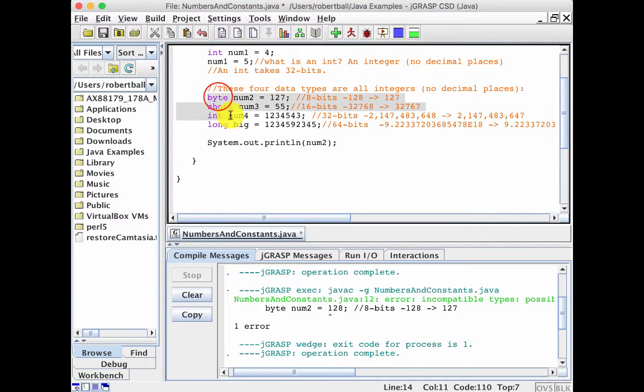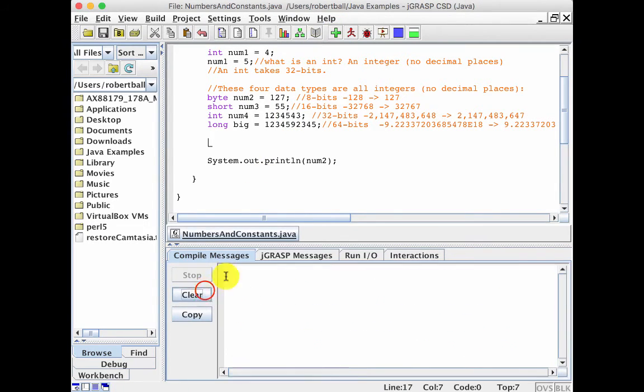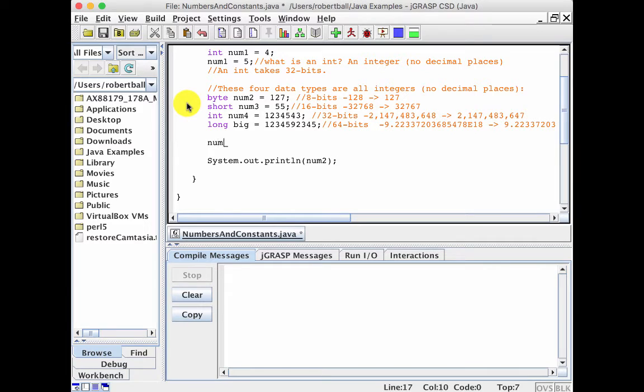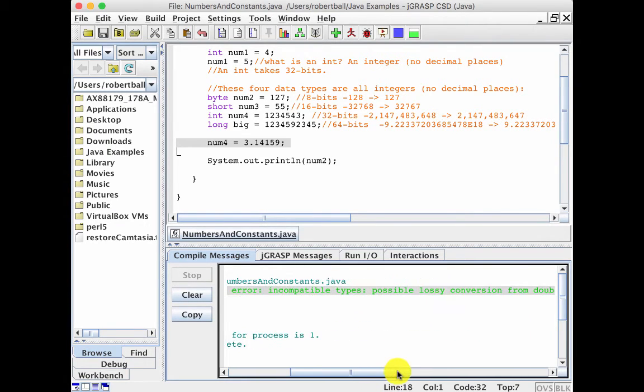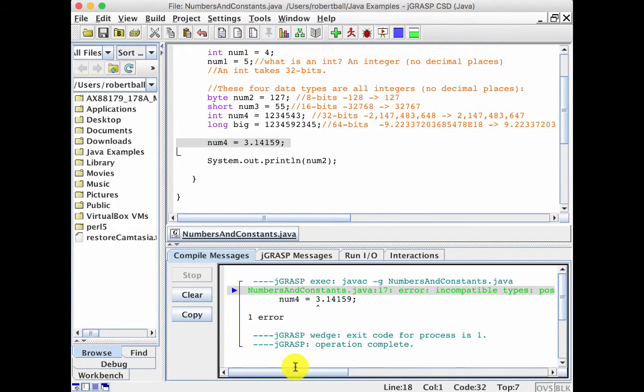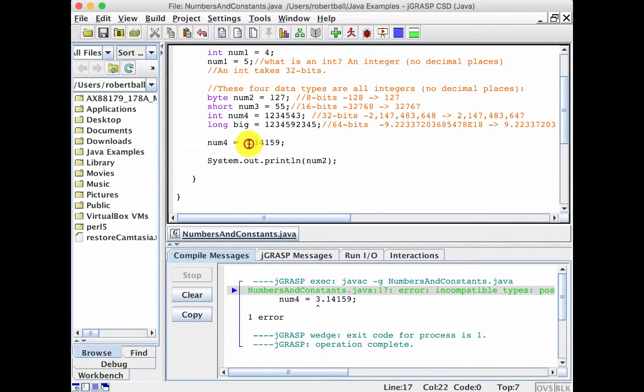So these 4 data types, byte, short, int, and long, are all integers. They have no decimal places. In fact, let's try and change. This should compile all nicely. Good. So what about, we're going to say num4 equals 3.14159. That's just a small approximation of pi. If I do that, it compiles. No, it doesn't compile. Incompatible types, possible lossy conversion from double to int. In other words, if this were to do its thing, it would chop off the decimal place completely. So what do I need to do?